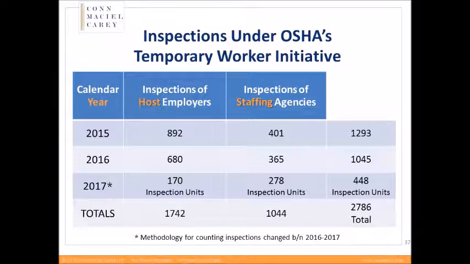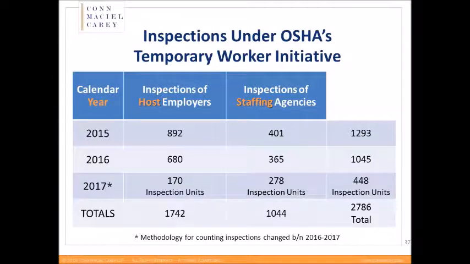And these are calendar year data points, and you can see that there are hundreds and indeed more than 1,000 inspections in the first couple of years of the initiative coded under the temporary worker initiative. And then there appears to be a very significant drop-off in 2017 for these types of inspections.